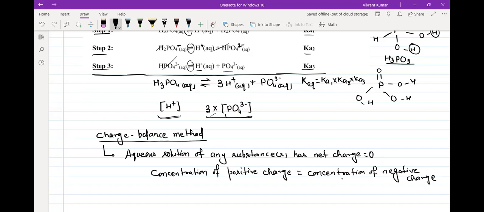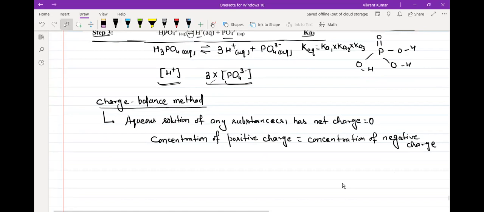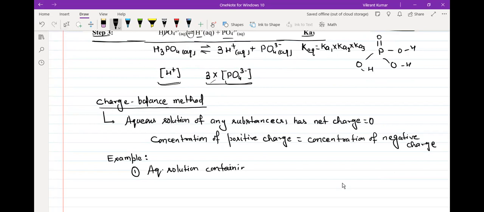Is it okay? Example. The case number 7 that we did, let's take the same one as an example. First example is, if I am having an aqueous solution containing, take anything, HA and HA dash.